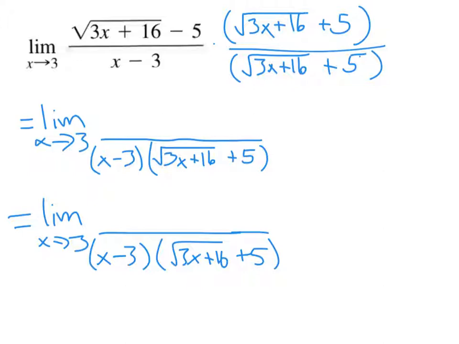Nice things happen when you multiply expressions by their conjugates. When we FOIL this out, there should be no more square roots left over, and hopefully we can cancel out an x minus 3 and then go on with our limit. So let's see what happens when you FOIL this out.